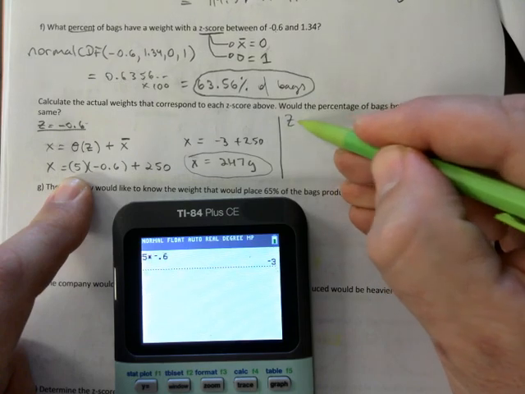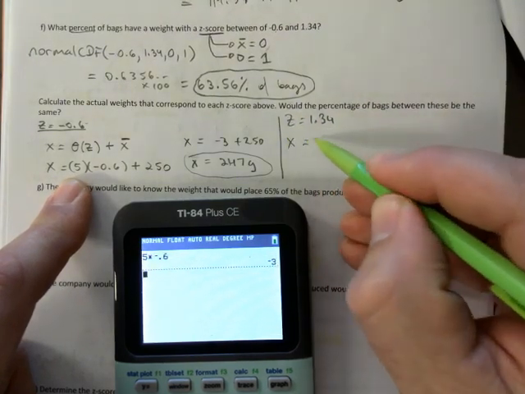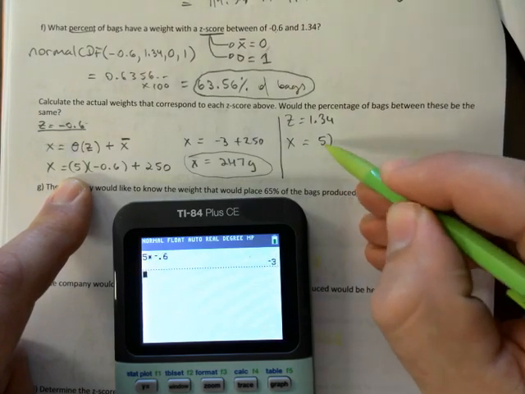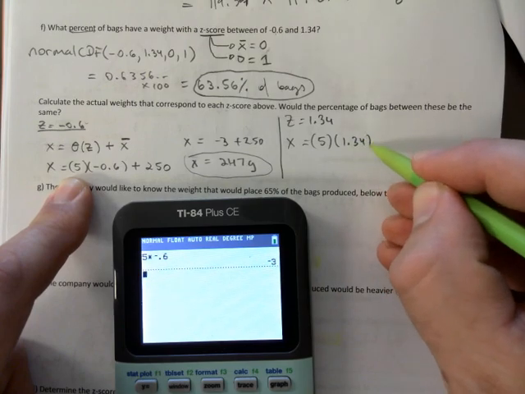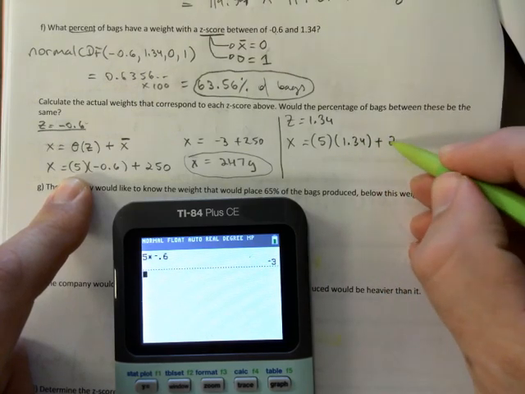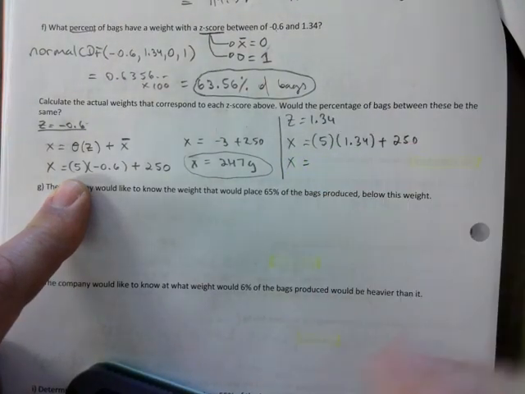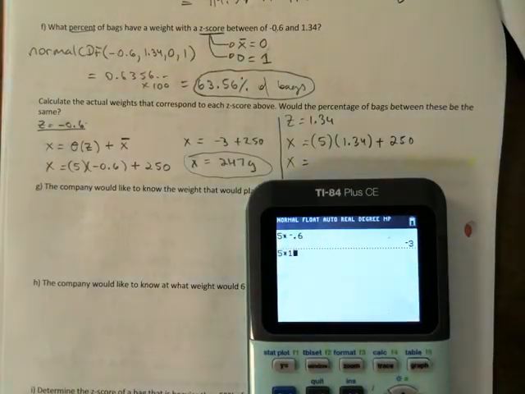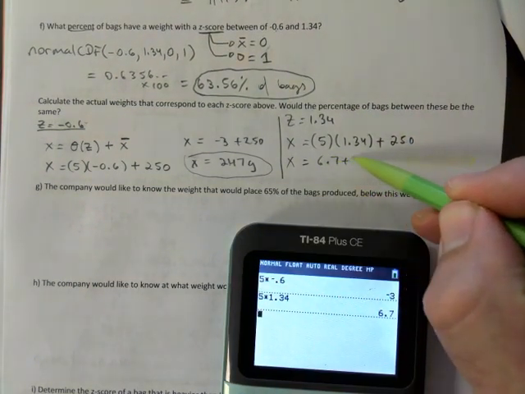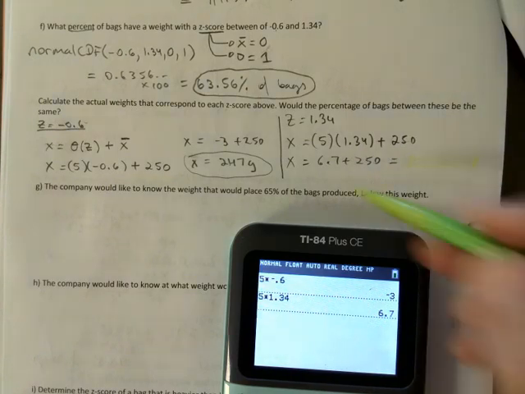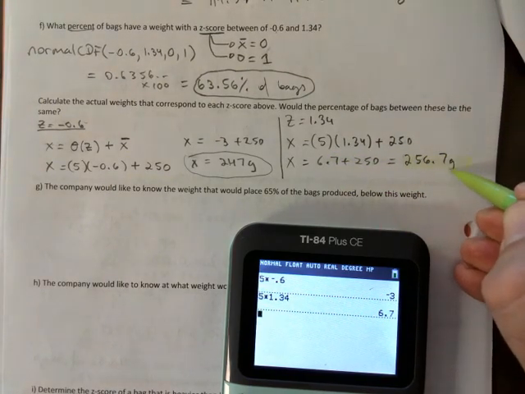If the z-score is 1.34, you do the same thing again. Standard deviation for this data set is 5. Z-score is 1.34, and then you add your mean to it. Okay. So it's 5 times 1.34, that's 6.7 plus 250. So you add that up, that's 256.7 grams.